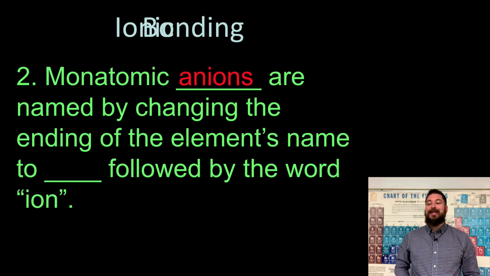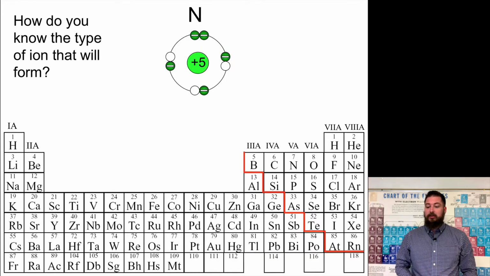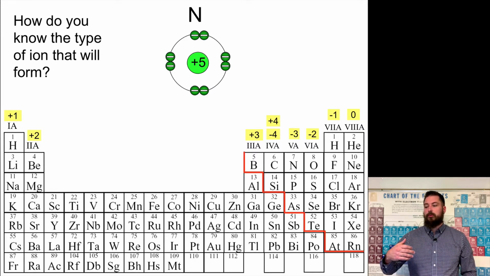Now, monatomic anions are a little bit different, and they're named by changing the ending of the element's name to "ide." So the anion, which is the negative ion, we just change the ending to "ide." Nitrogen has 5 valence electrons. It will gain 3 electrons, and when it gains those 3 negative electrons, it becomes a 3 negative. So 1, 2, and 3, it gains those 3, becomes a 3 negative. Now instead of calling it nitrogen, we call it nitride. Again, when we have negative anions, we change the ending to "ide."